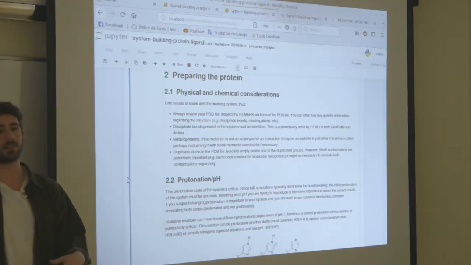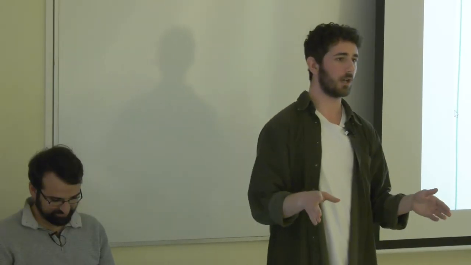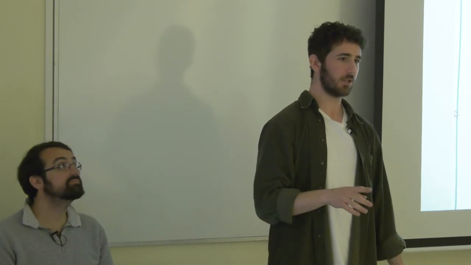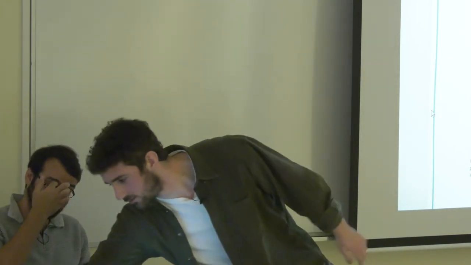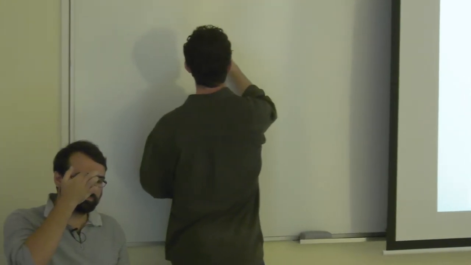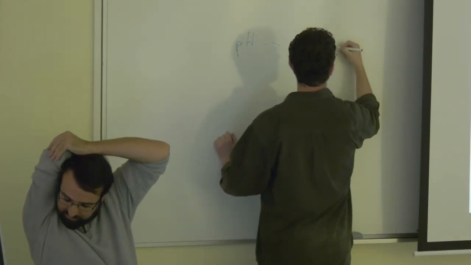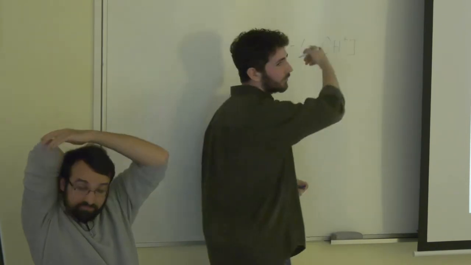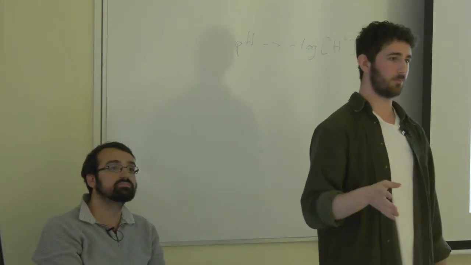And that is tricky because it basically depends on the pH. I don't know if many of you remember what pH is, so I'm going to explain a little bit what it is. Basically, pH is the concentration of hydrogens in the environment, okay? It's the same as the minus logarithm of the hydrogen concentration in the environment. Usually in our bodies, it's at 7.4.